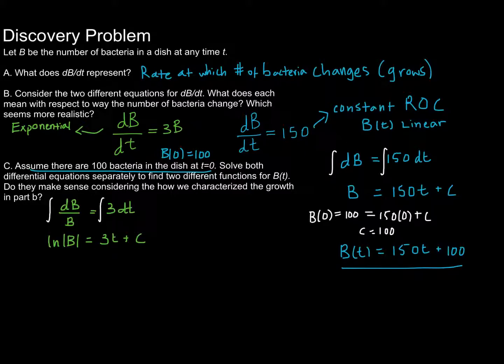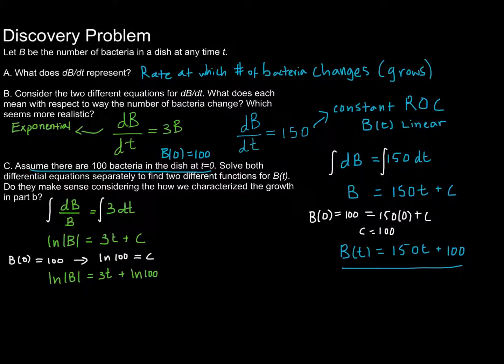All right, so to start off, I'm going to separate the variables, and notice I can leave the constant over here on the right and just bring the b, which makes it much easier to anti-differentiate. And taking the antiderivative of db over b is natural log of the absolute value of b, and this antiderivative is just going to be 3t plus c. So now I'm going to use my initial condition to solve for c.